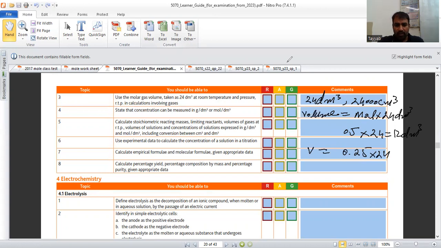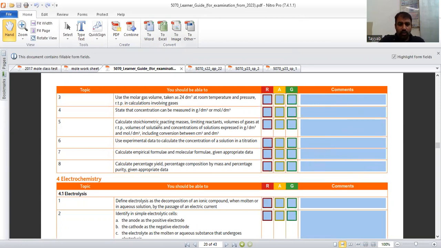And if you are given the volume of gas, you can calculate the moles of this specific gas. How could this be? For example, volume is 36 dm cube. So what are the moles for 36 dm cube? You have to divide by 24. 36 divided by 24, you will get the answer 1.5. So hope you are clear with this molar gas volume and molar gas formula.